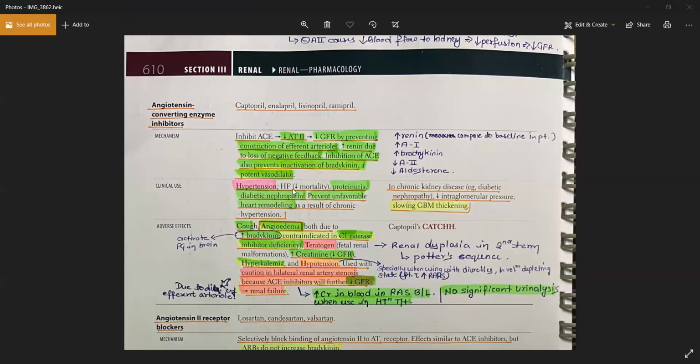Sure. So they are useful for the hypertension treatment. They will reduce the pathological remodeling of the heart, so they will be useful for heart failure. They will also be very useful in proteinuria and in diabetic nephropathy, as a renoprotective drug. Remember that. So that's all about my angiotensin converting enzyme inhibitors. These are captopril, enalapril, lisinopril, and ramipril. All of them have a "pril" in their name. Any doubt, please ask.